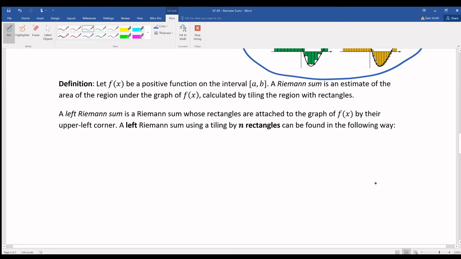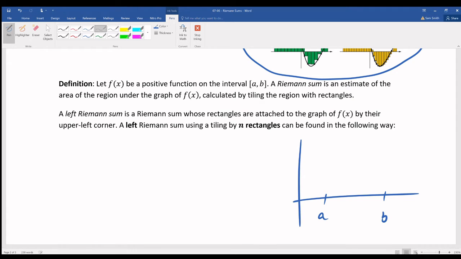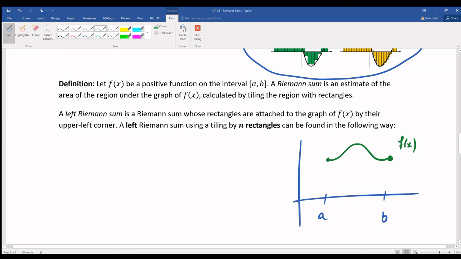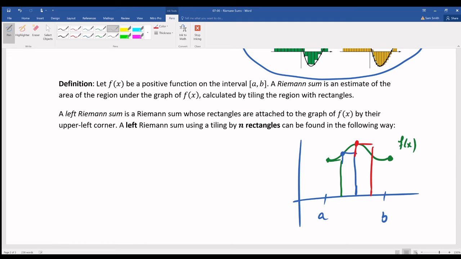So let's just get a quick sketch going here on the side. We have an interval from a to b, and we have some positive function. Let's say this one. Here is f of x. And the idea is to overlay some number of rectangles to this function, attaching them, in the case of a left Riemann sum, to the function by the upper left corner. So let's see if we can find a formula for the estimate given to us by the left Riemann sum.